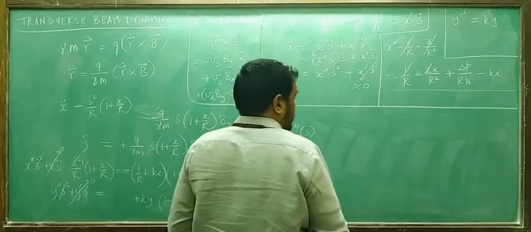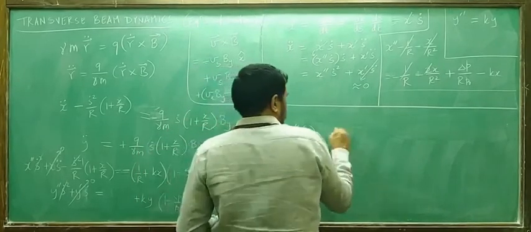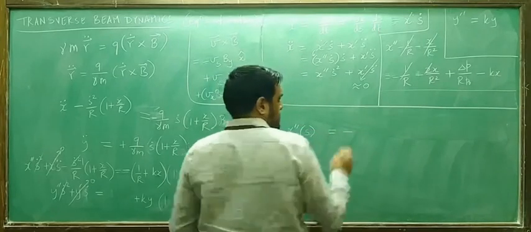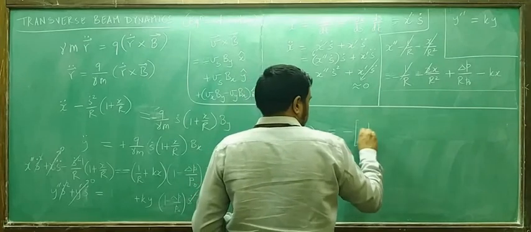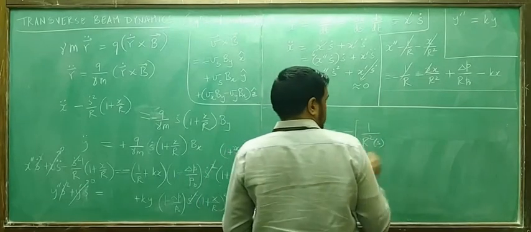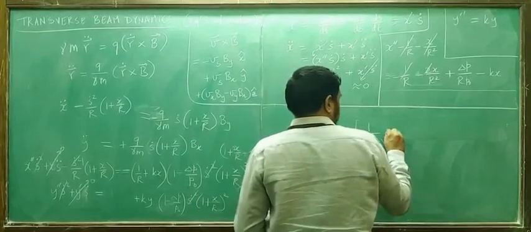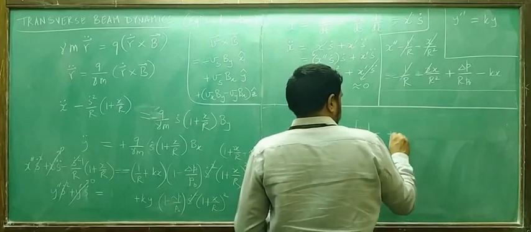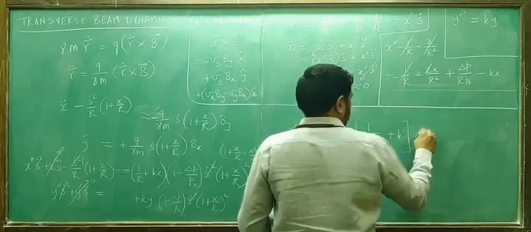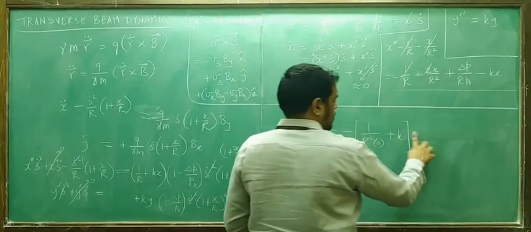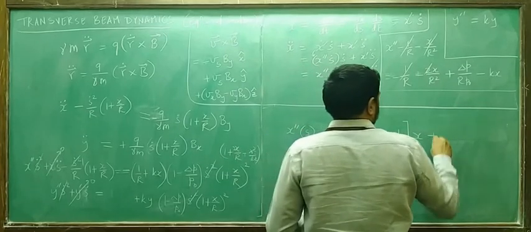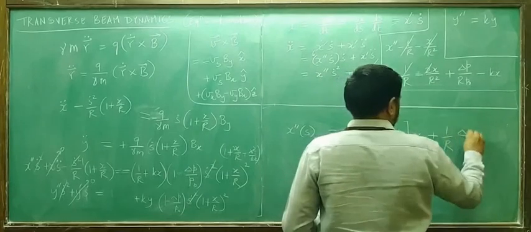x double prime as a function of s is equal to minus 1 by r square, which could be a function of s in principle, plus k times x, plus 1 over r into delta p by p.